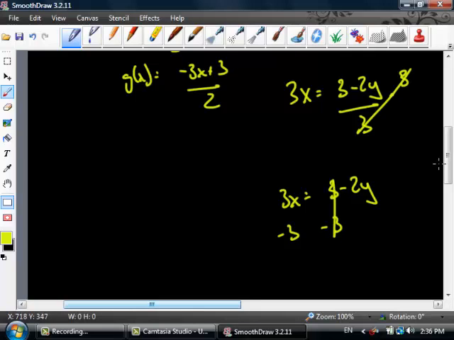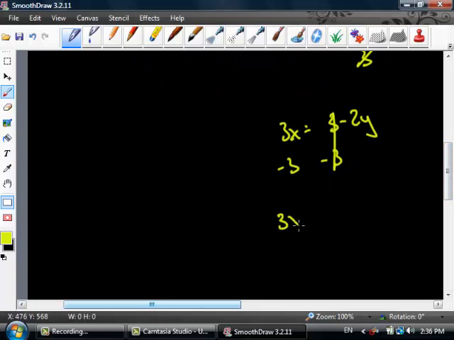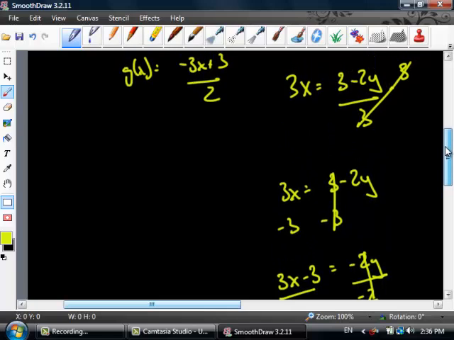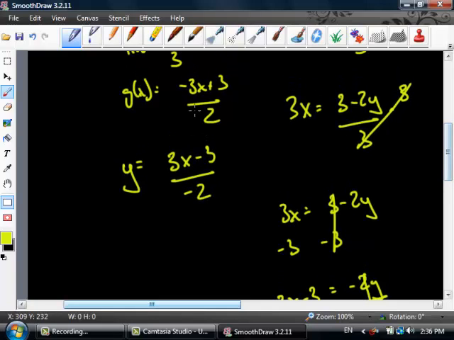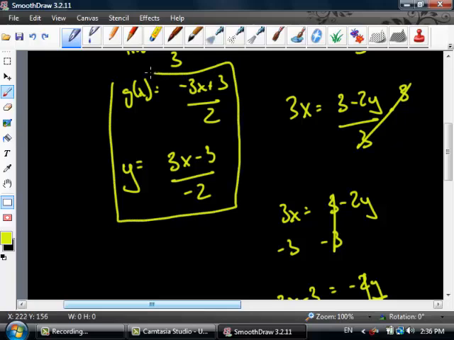Remember, I'm just isolating y. That's all I'm doing. So I get 3x minus 3 equals negative 2y. Divide by negative 2. So what I get is, let me scroll back up here so that way we can check, y equals 3x minus 3 over negative 2. Now, do these two functions actually match? Let's find out. Because they almost look similar, right?